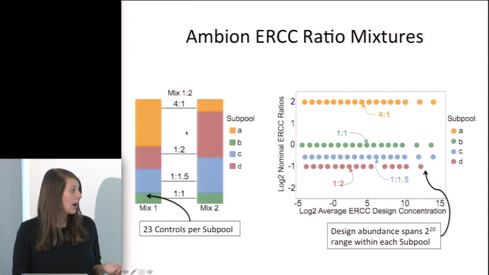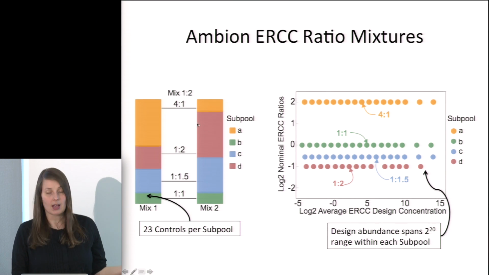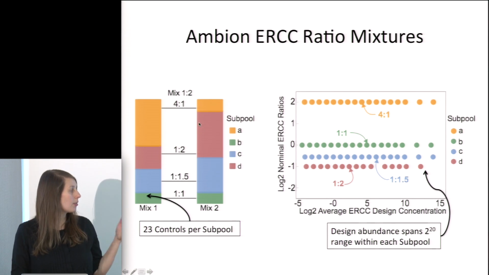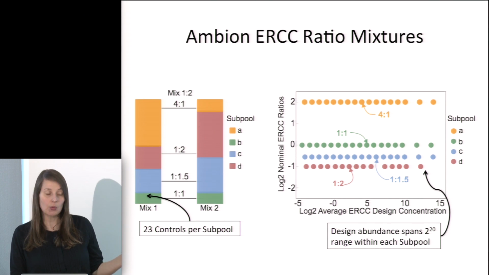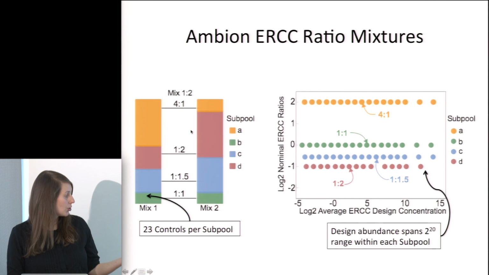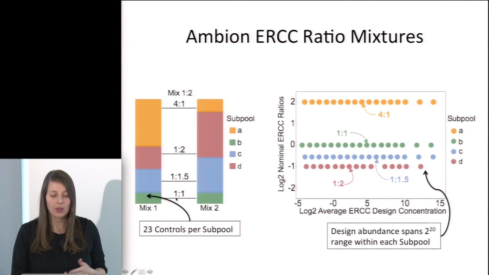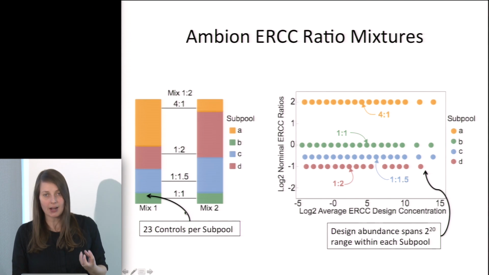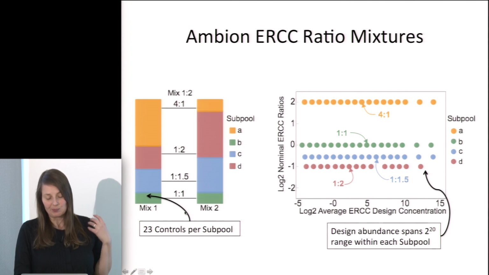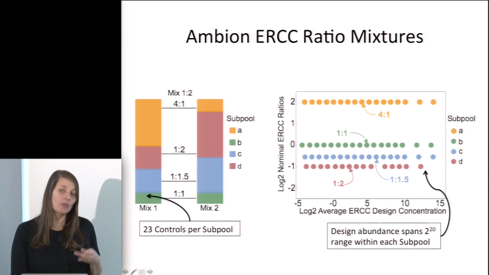And so this particular design has three differential ratio subpools, where we have controls that are at a 4:1 ratio, a 1:2 ratio, a 1:1.5 ratio, and a 1:1 ratio. The 1:1 ratio is very important to have because that is our true negative, where we know that there should be no difference across the samples.